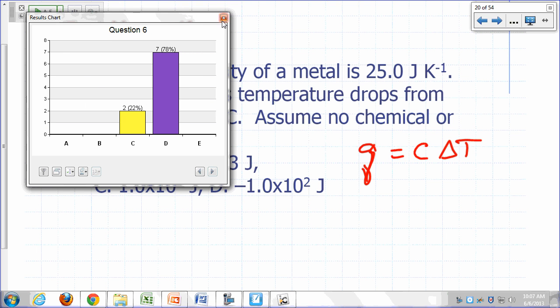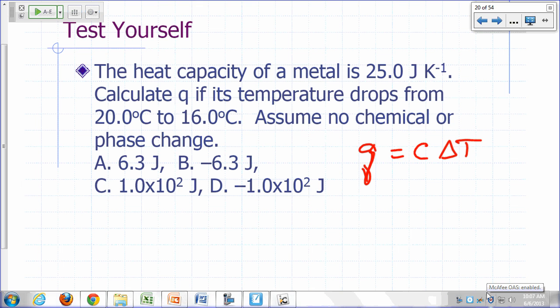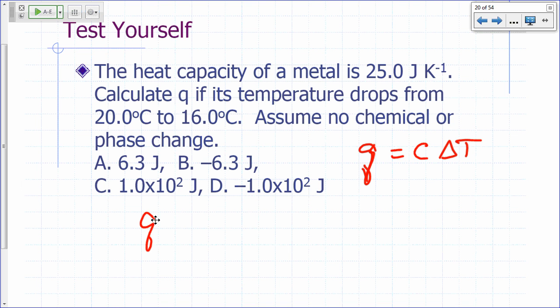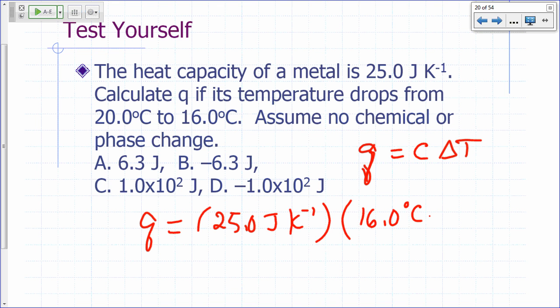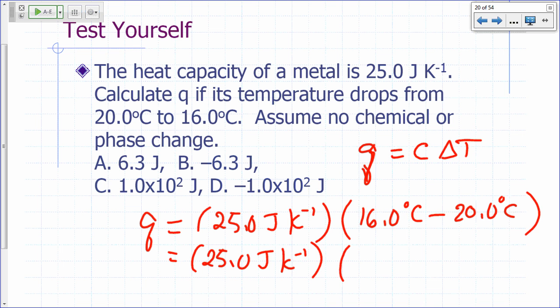Okay, D is a popular answer. Let's see if D is the correct answer. Q equals heat capacity, which is 25.0 joules per Kelvin, and delta T is 16.0 degrees Celsius minus 20.0 degrees Celsius. So that's 25.0 joules per Kelvin, and 16 minus 20 is negative 4.0 degrees Celsius.